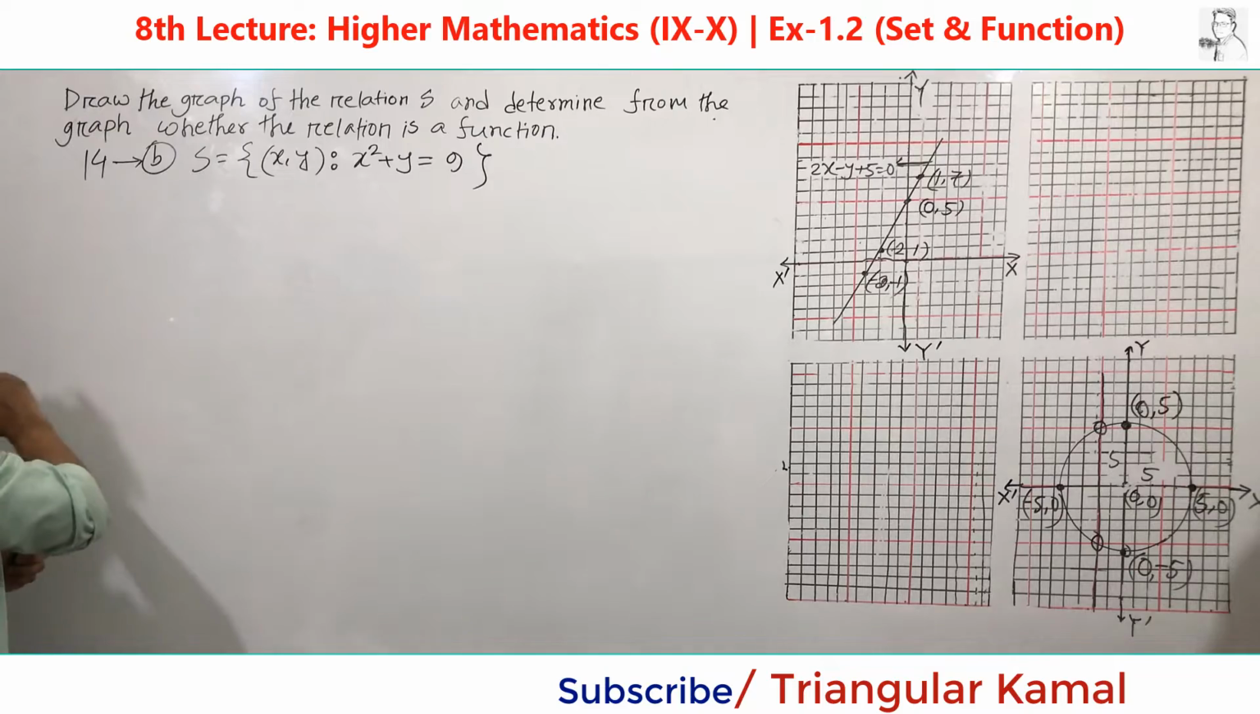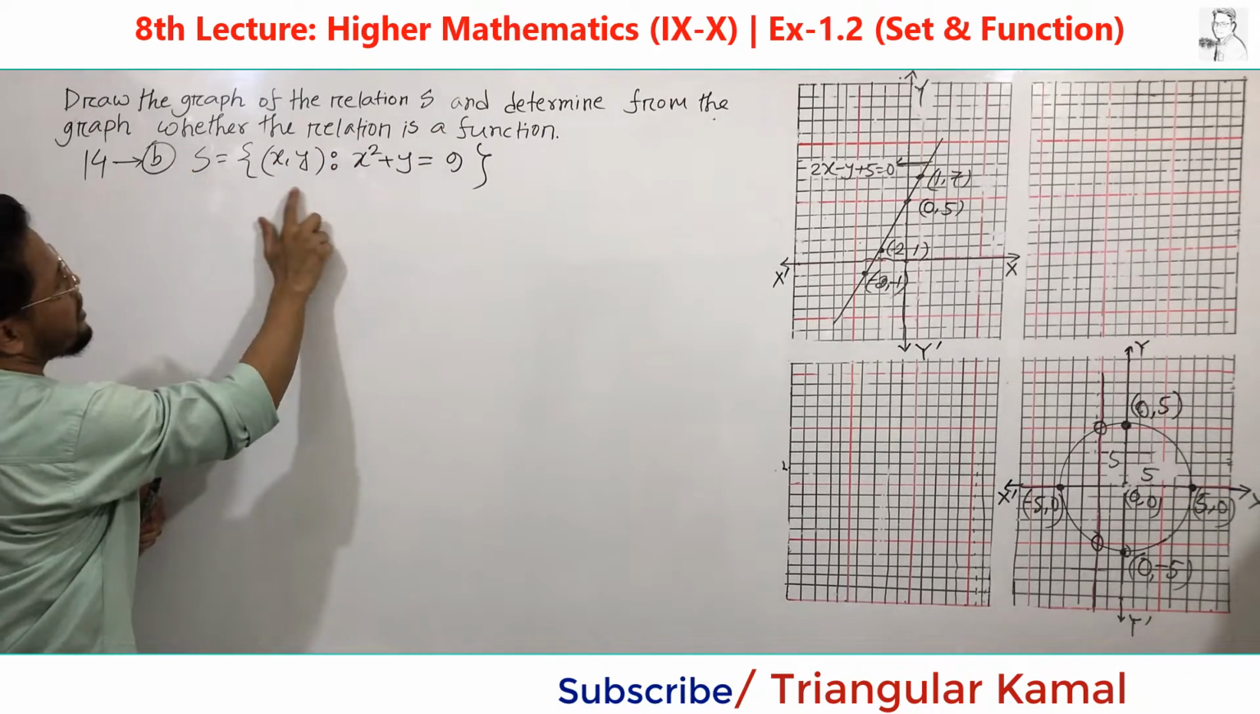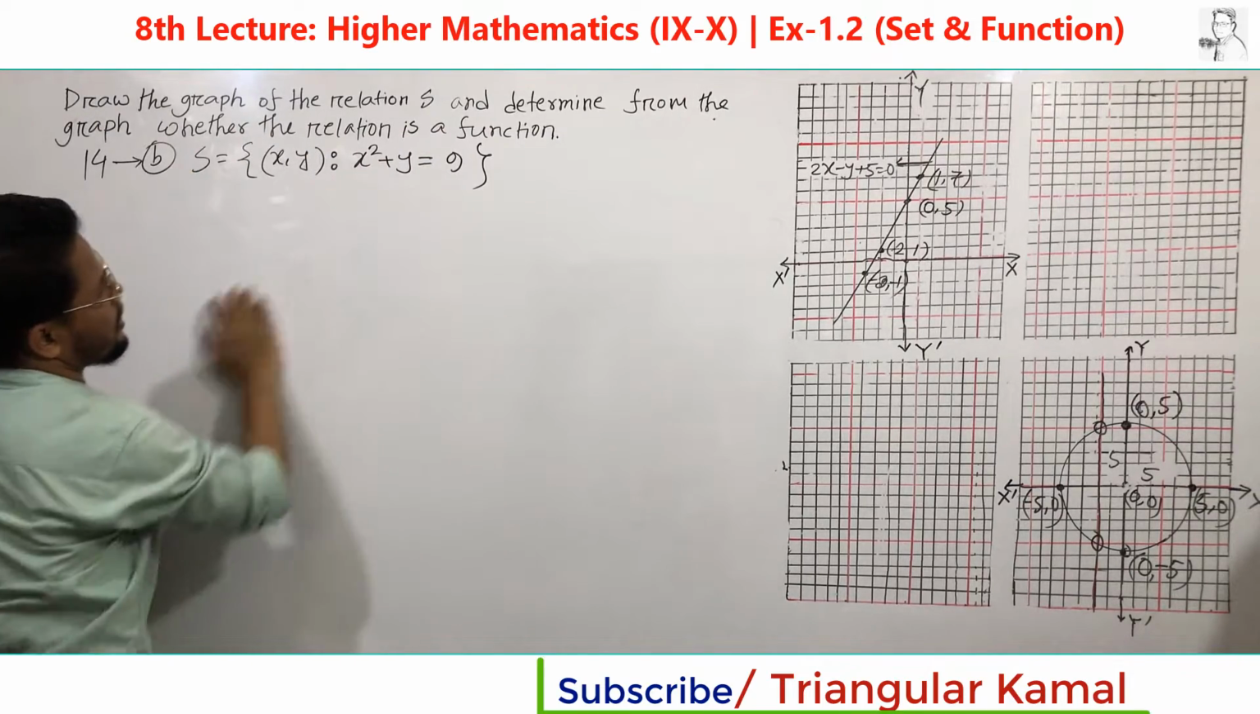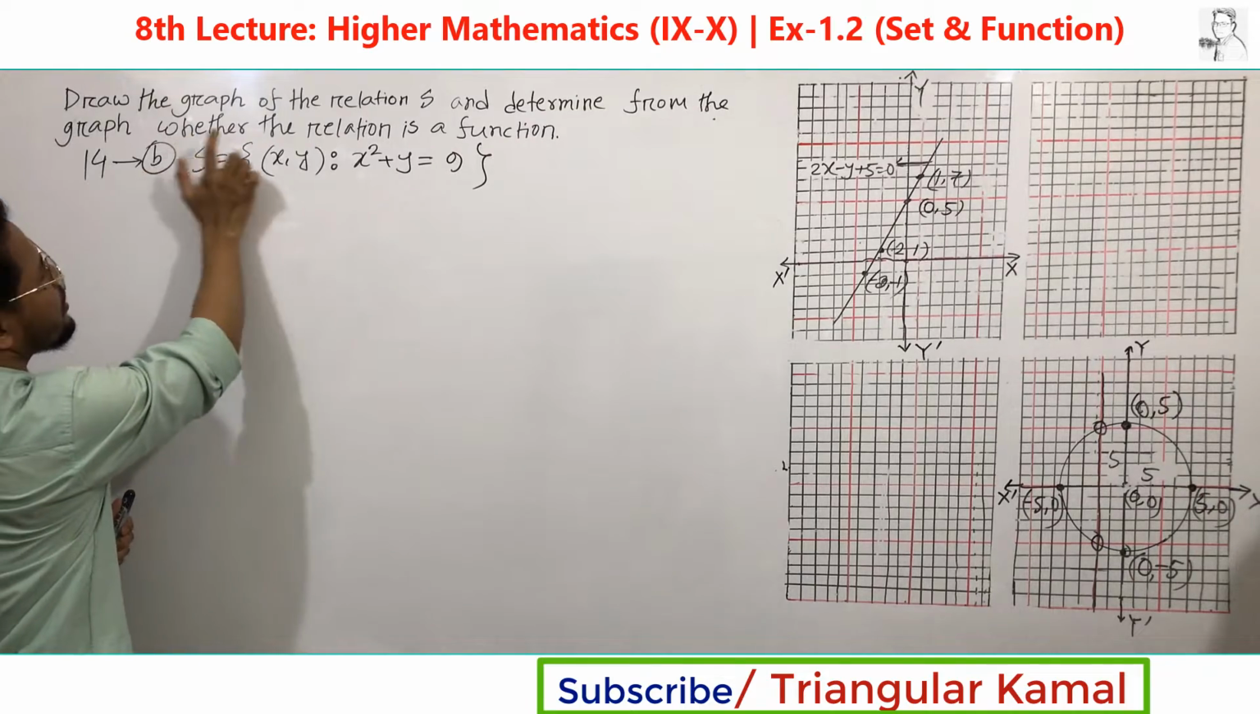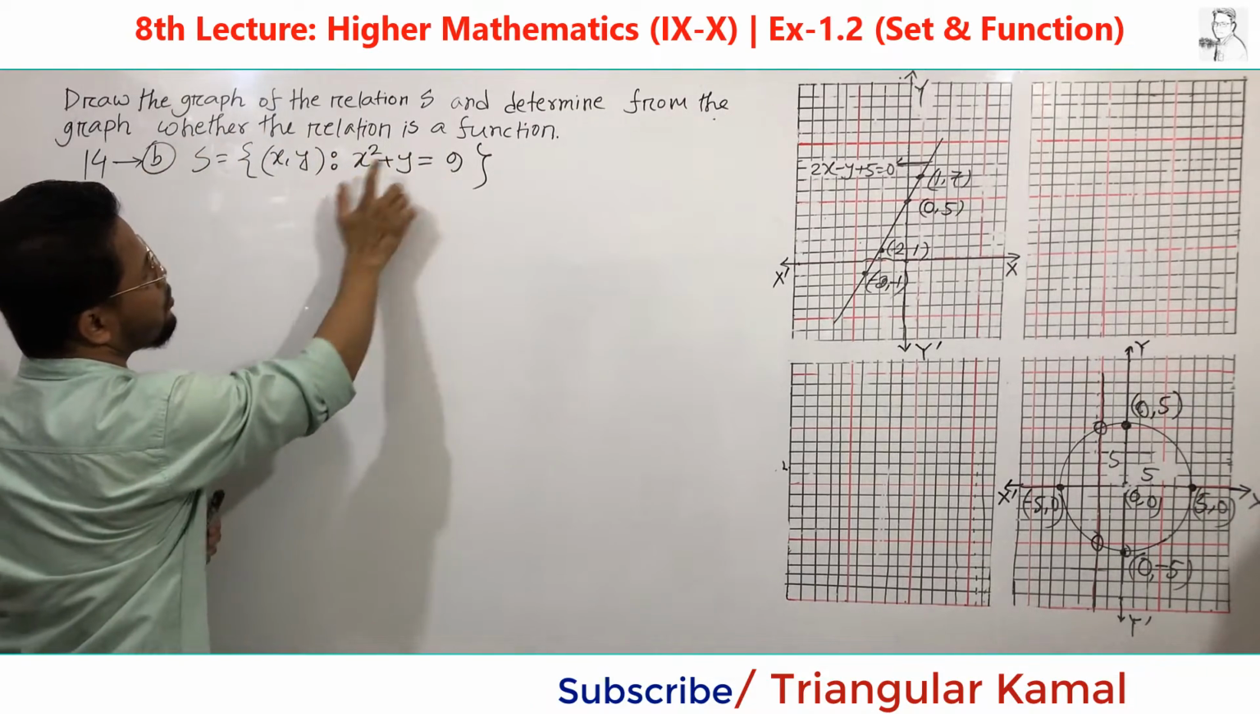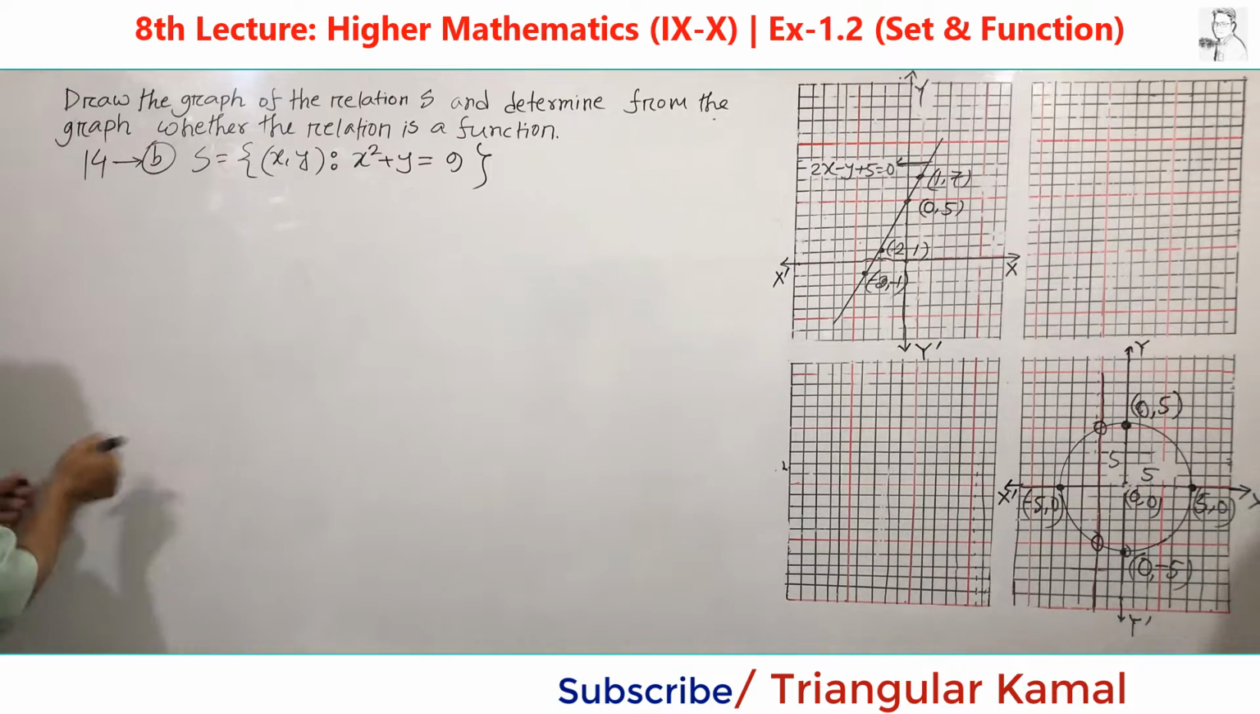So the first step: draw the graph of the equation, or draw the graph of the relation. And the second step: find whether the relation or the graph will be a function or not. Okay.